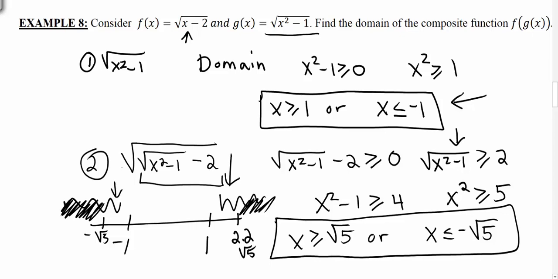So our final answer here is that for the composite function, our domain should be x is greater than or equal to square root of 5, or x is less than or equal to negative square root of 5.